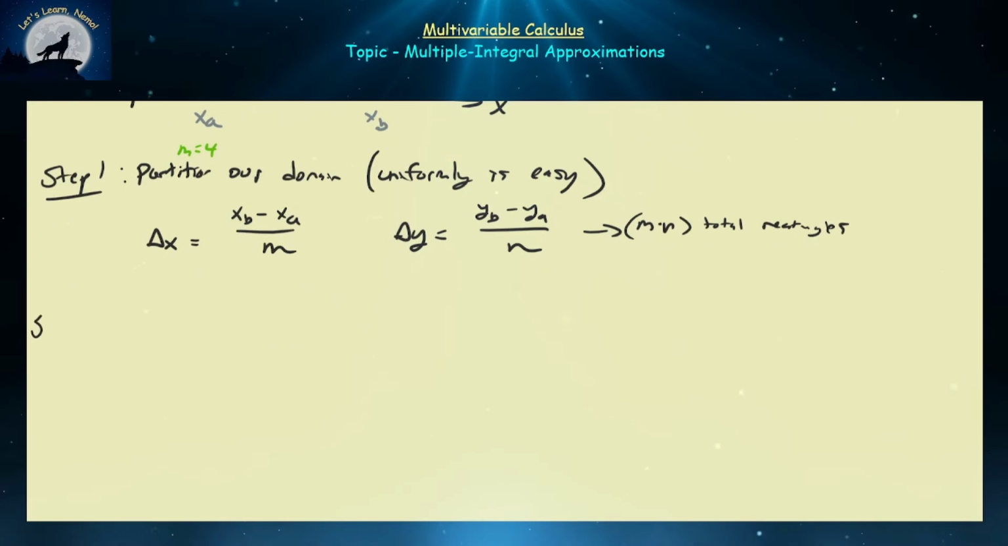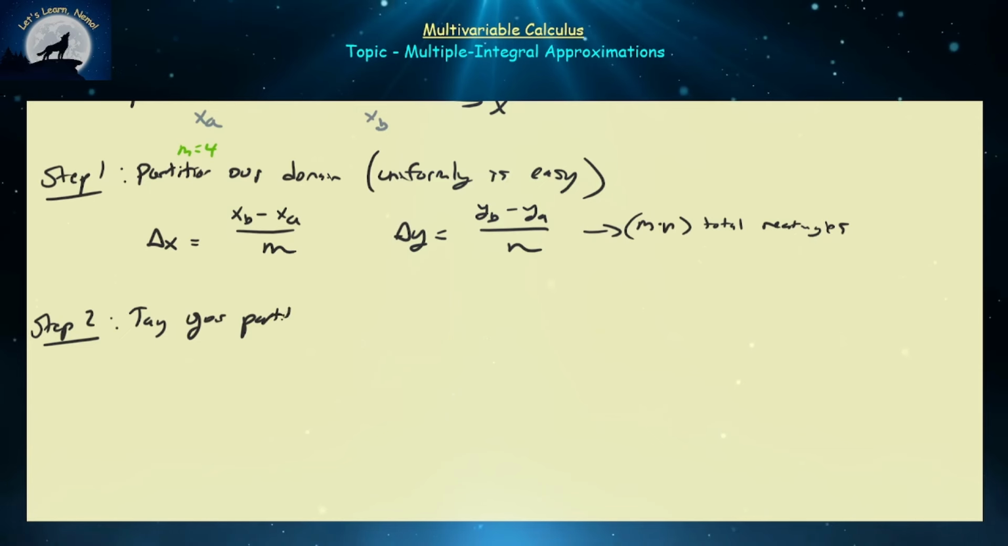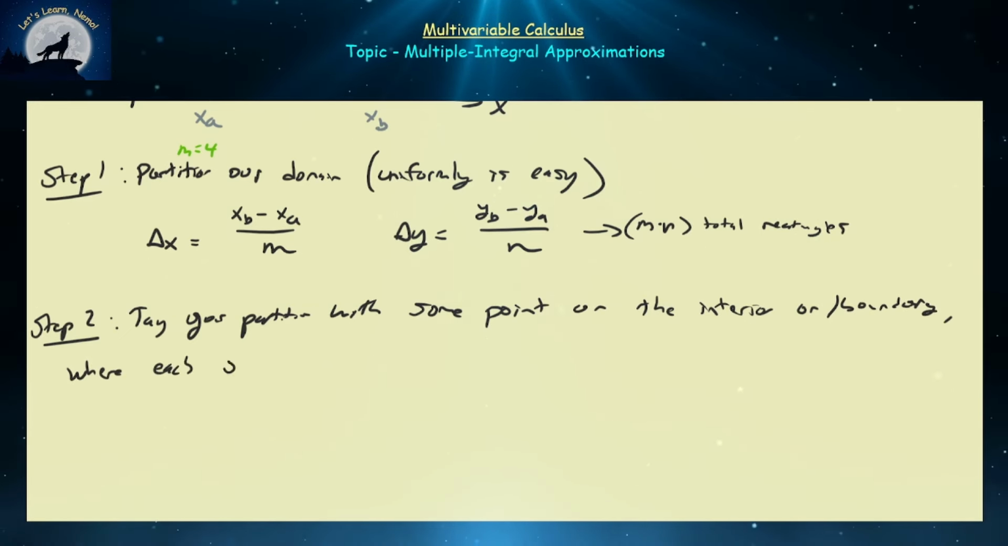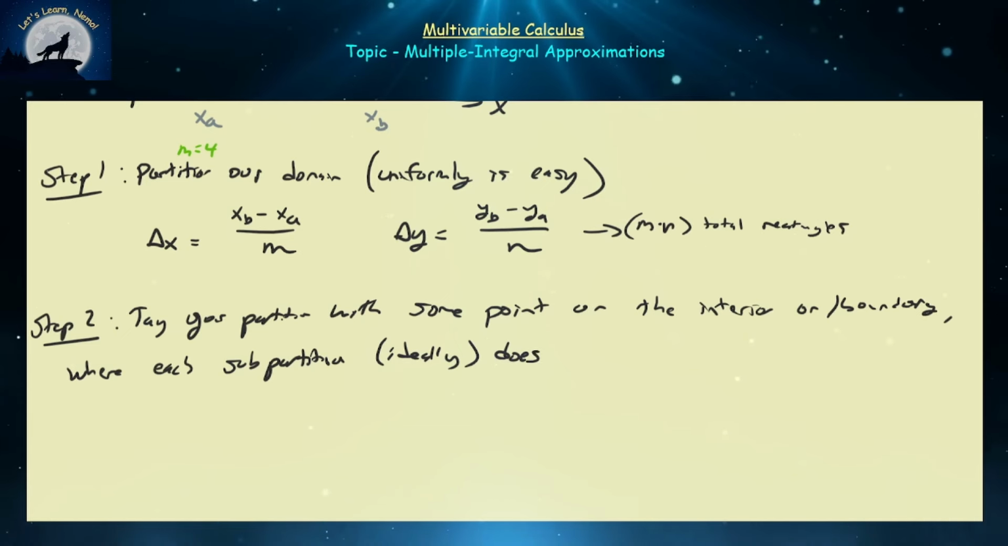Once we have our domain partitioned, what are we going to do? Step 2 is to tag this partition. So tag your partition with some point on the interior, which is usually the go-to, or the boundary, where each subpartition ideally does not share common points.